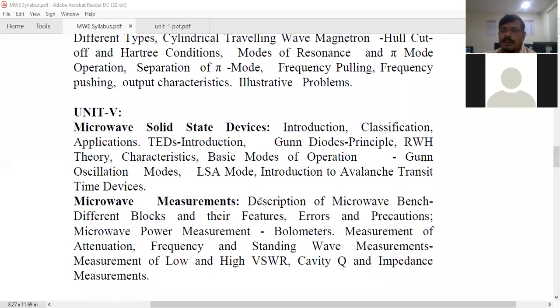In our laboratory you can see the two, but here the power levels are less compared to the reflex klystron. The Gunn diode power levels are less, so we are getting more power from the reflex klystron. There are two types of microwave sources in your laboratory: one is the reflex klystron, and the other is the Gunn diode, a solid state device. These two are the microwave sources.